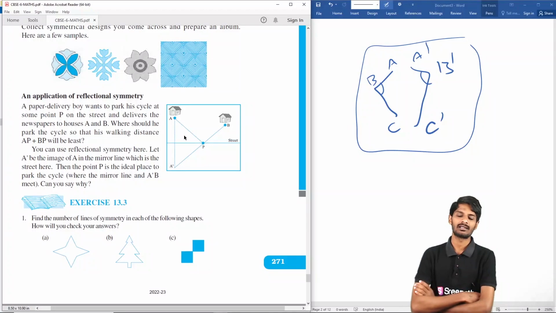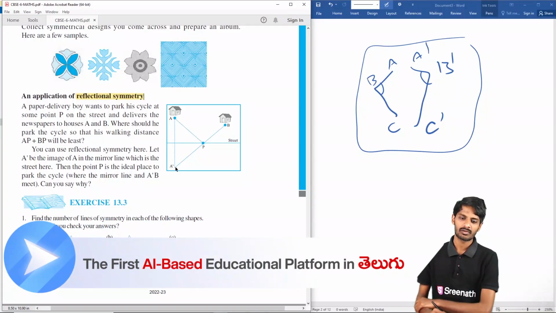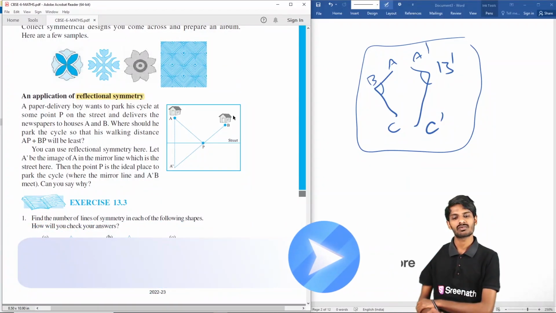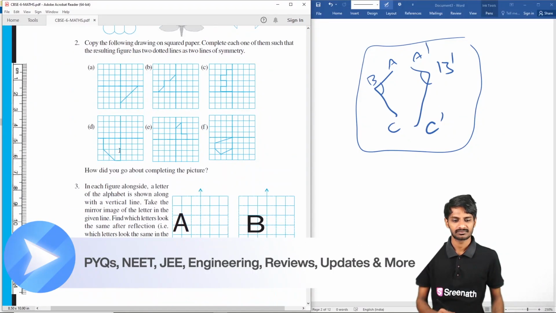How has he selected that point? For that, what will he do? He will use the reflection symmetry concept. The reflection of A is A dash, and from A dash to B, what is the midpoint of this? Where it is the point on the strip, so this is the point. So when he stands here, the distance from this house and this house is the same. That is the way of using it.